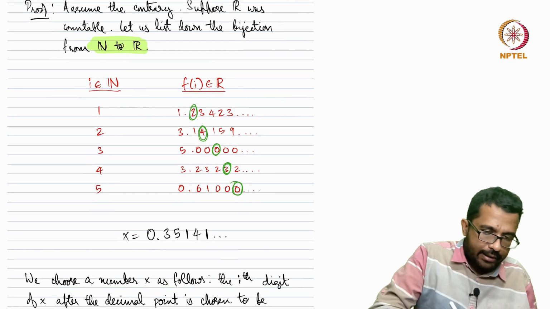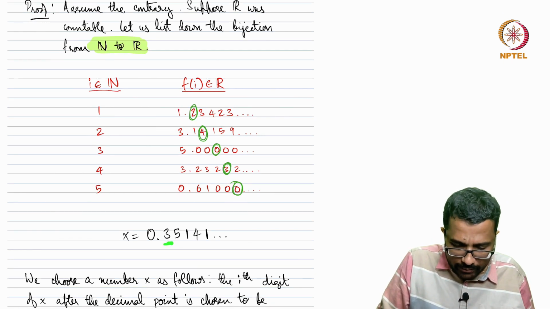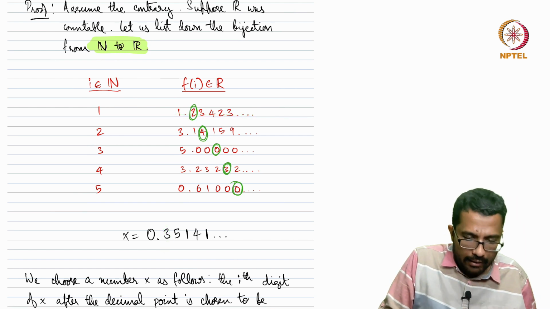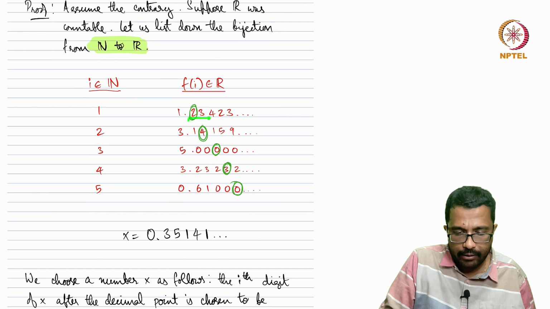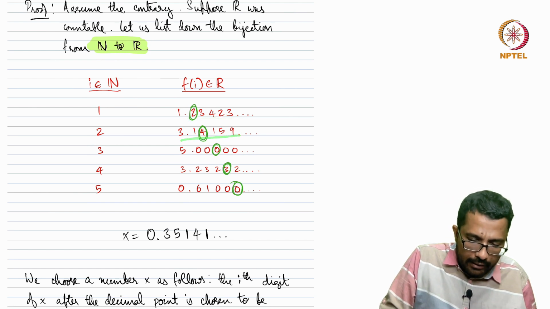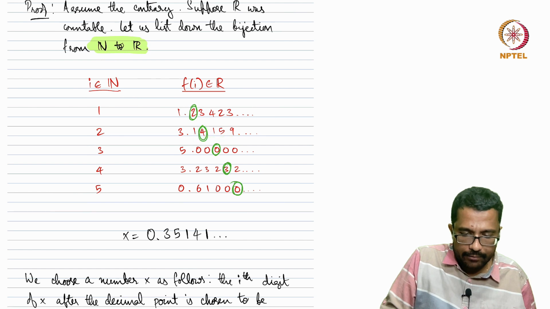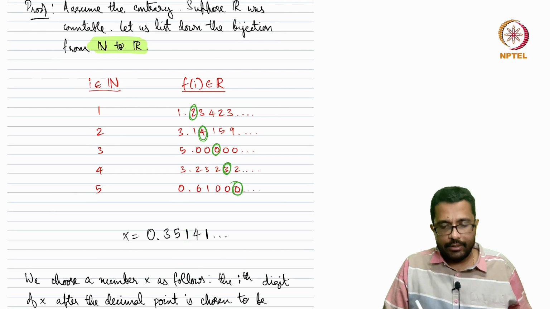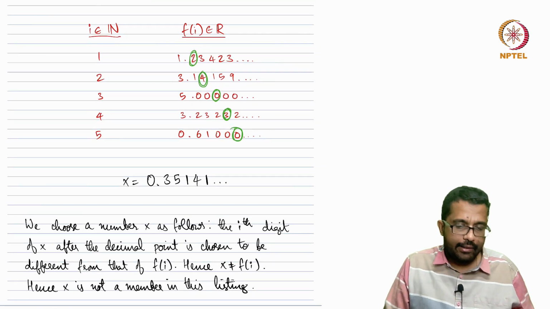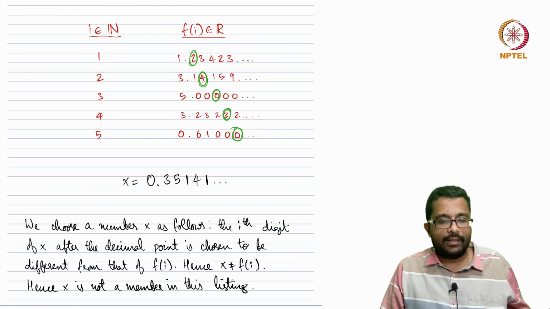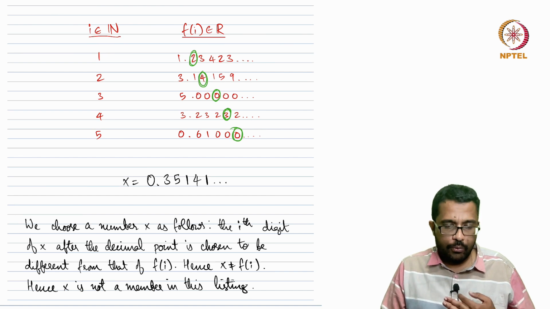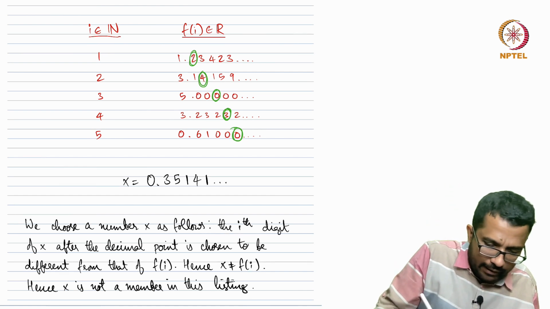Now the way we constructed x, the first digit after the decimal point is 3. That makes it different from f1 because in f1 the first digit after the decimal point is 2. So x differs from f1. x differs from f2 in the second digit after the decimal point: it is 4 here and it is 5 here. x differs from f3 in the third digit after the decimal point, and so on. So the way it is constructed, we are making sure that x is not the first number in this listing, x is not the second number in this listing, x is not the third number in this listing, and so on.